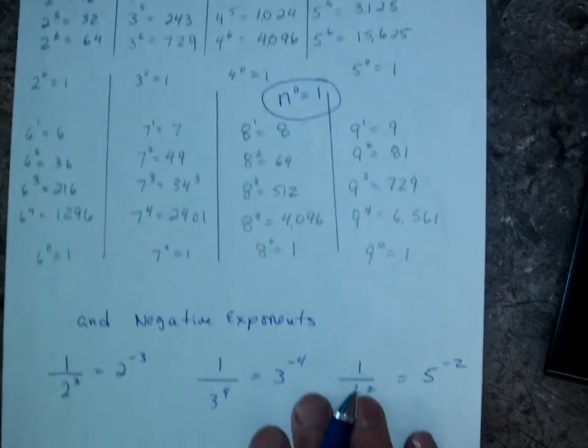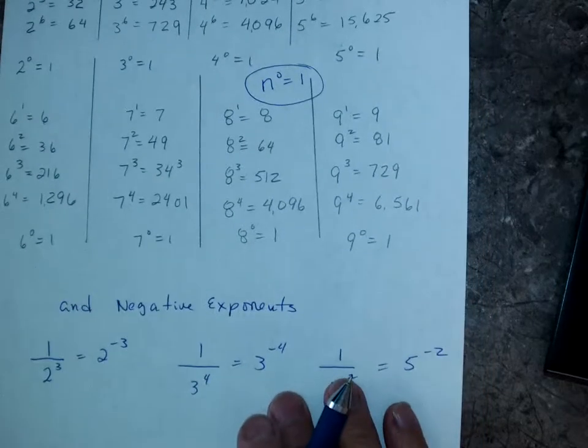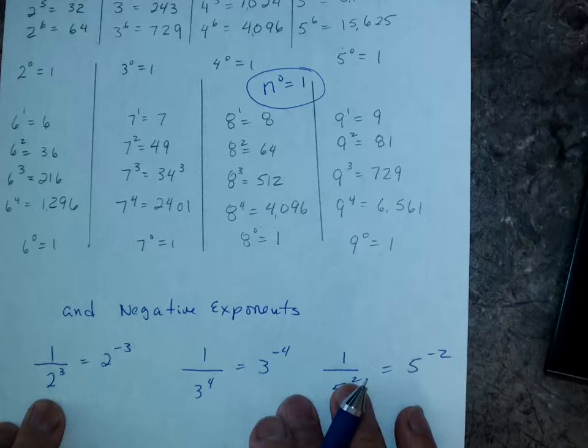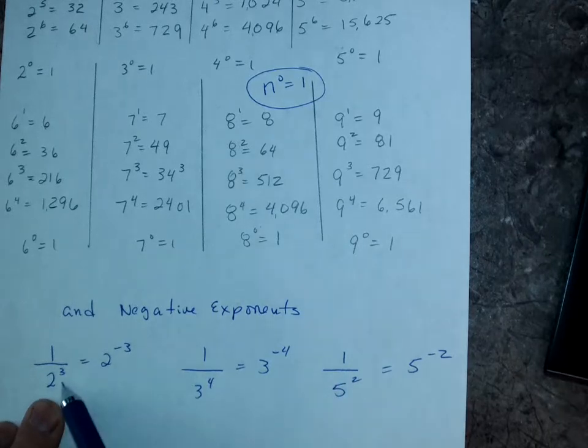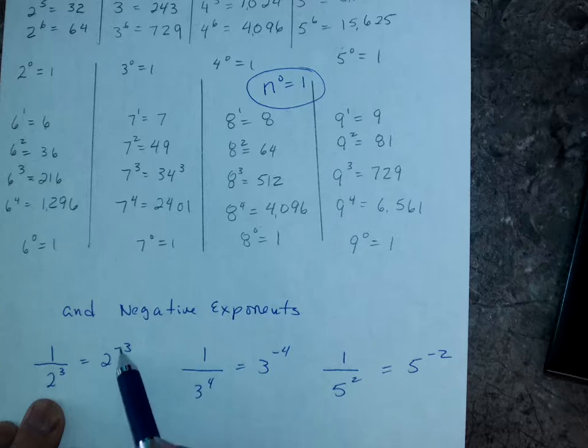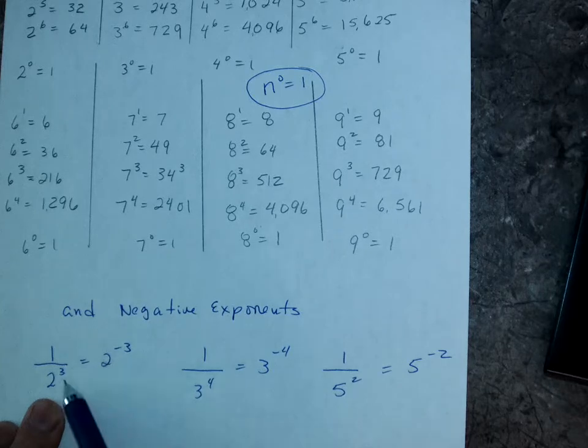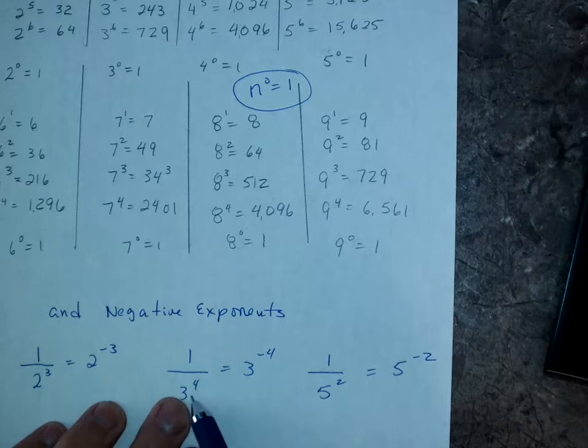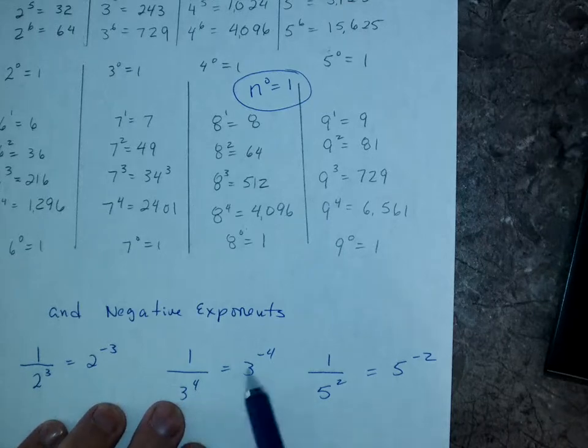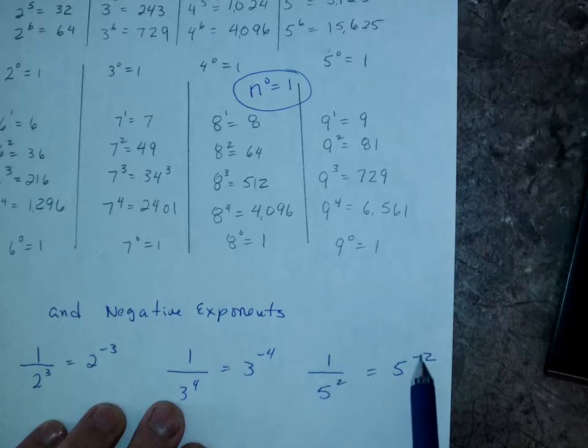Now, we are going to talk about negative exponents real briefly, okay? Negative exponents basically come from fractions. If I have 1 over 2 to the third as a fraction, that's 2 to the negative 3. So it comes from a fraction. 1 over 3 to the fourth is 3 to the negative 4. Any fraction becomes a negative exponent, okay?